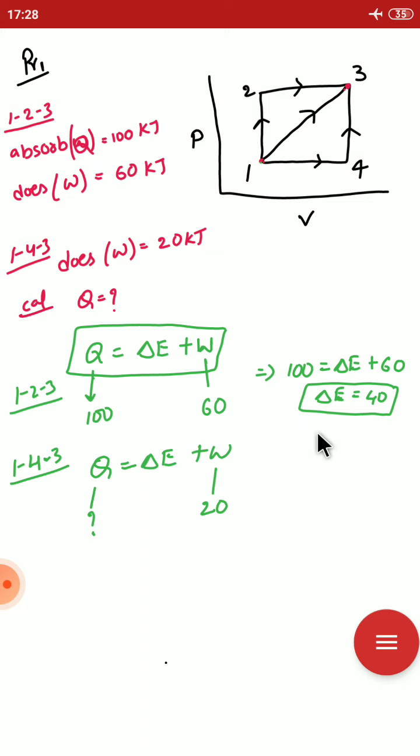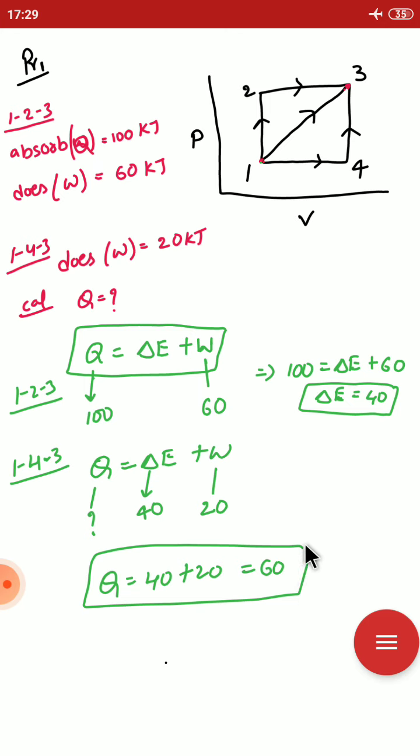We know delta E from the concept that energy is a property of the system. It is independent of the path followed by the system. Whatever the path followed, the change of energy will be constant. So using this relation and substituting the 40 here, we find 40 plus 20 is equal to 60. The answer is 60.